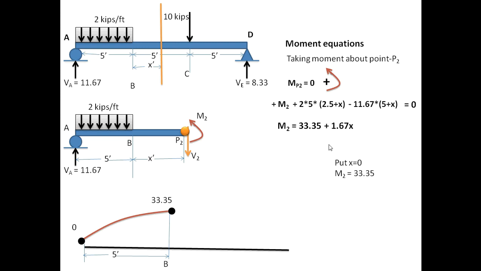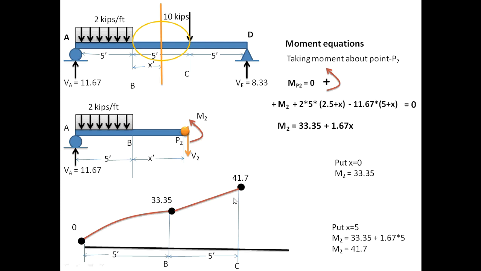And if I put x equal to 0 at this B point, I will get the moment at B point, which is 33.35. And if I put x equal to 5, I will get the moment value at point C here, which is 41.7. This is the BMD for this region, and this equation exists only for this region.